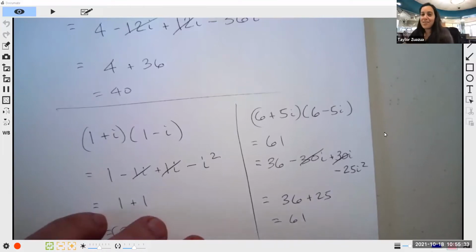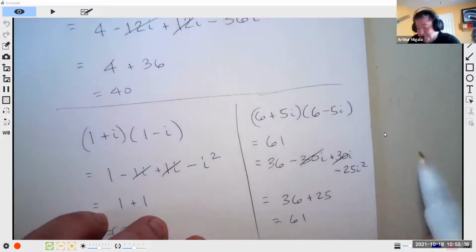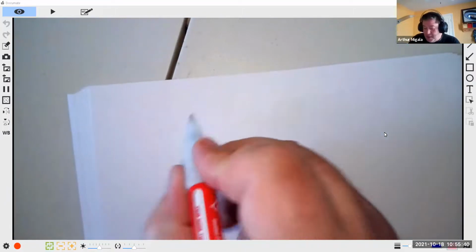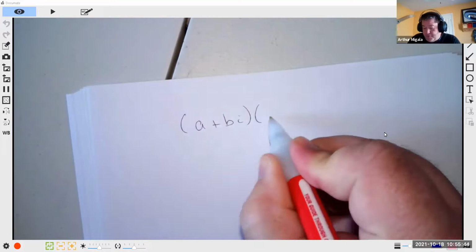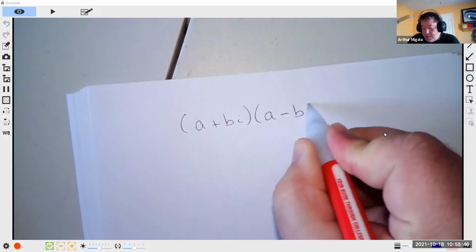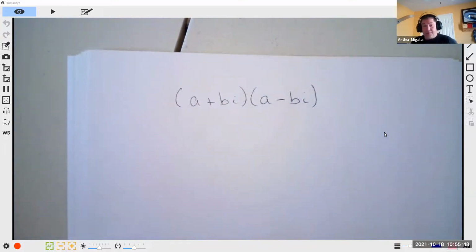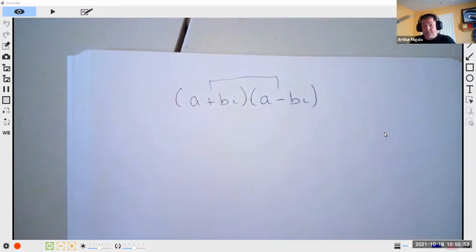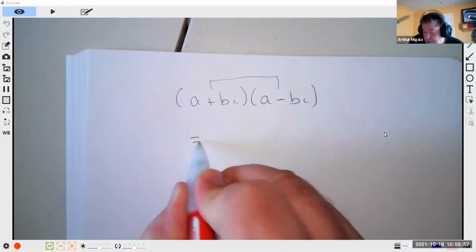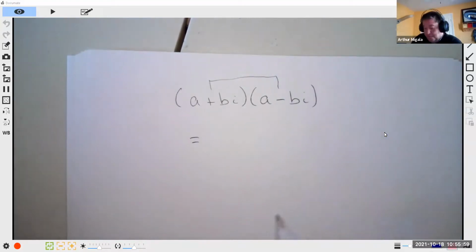How did you look at it and know though? Okay, here's the shortcut. Whenever you have the same numbers, but the only thing different are the signs. Let's work this one out. I'll show you what the formula is going to be.